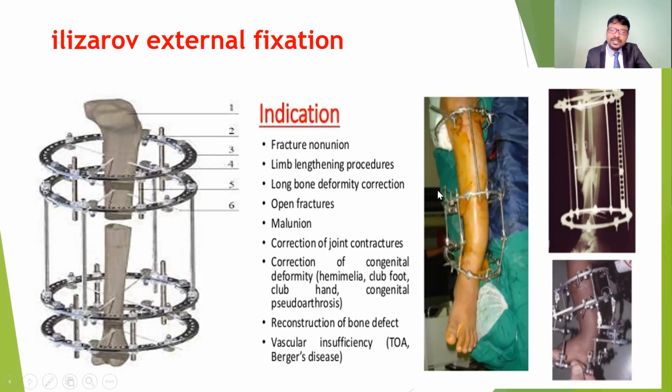In case of open fractures, this is also indicated. Malunions, if the healing process occurs in an abnormal way, and also correction of joint contractures, correction of congenital deformities in case of hemimelia, club foot, club hand or congenital pseudoarthrosis. And also reconstruction of bone defects, if any bone abnormality or vascular insufficiency, such as Buerger disease. So these are the indications of the Ilizarov technique.